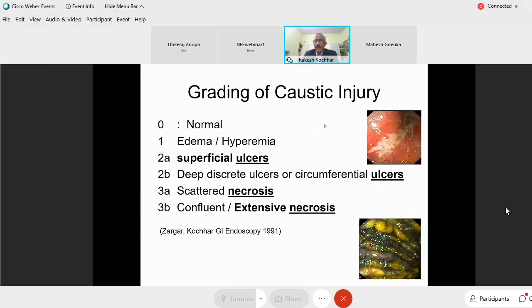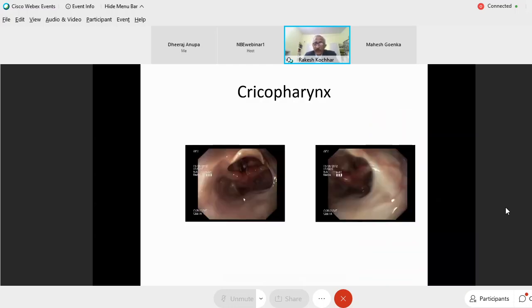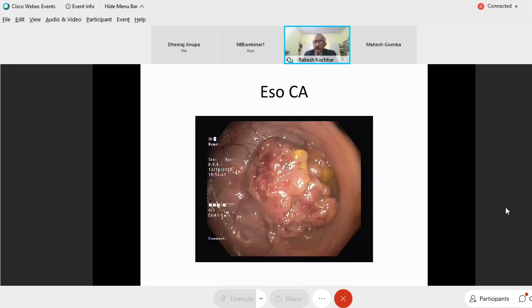So this is how you will describe caustic injury, which is a common injury, because patients with grade 3B injury are the ones who may perforate and they need to be taken care of differently. Now, as I said, in the esophagus, you look at the start with the cricopharynx. And what are the common lesions? Beyond the cricopharynx, Plummer-Vinson syndrome, that is a web which may be partial or complete. A web-like lesion associated with iron deficiency anemia and celiac disease. But you just don't look at it. You must dilate this, go across, because Plummer-Vinson syndrome can be associated with esophageal carcinoma in some patients.